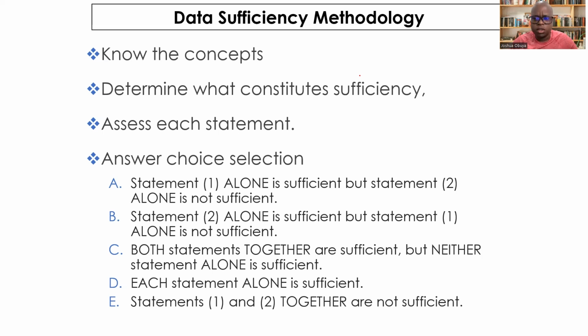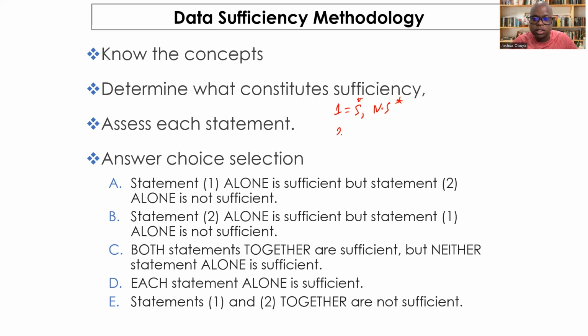Before you get to the statements, once you do that, you can now go ahead and assess each statement independently. Normally, this is one thing that people miss out on. You need to assess each statement independently, then together. First, independently, take the first statement and assess that question. Is it sufficient or not sufficient? If it is sufficient, you can mark it as sufficient. If it is not sufficient, you can also mark the statement as not sufficient.